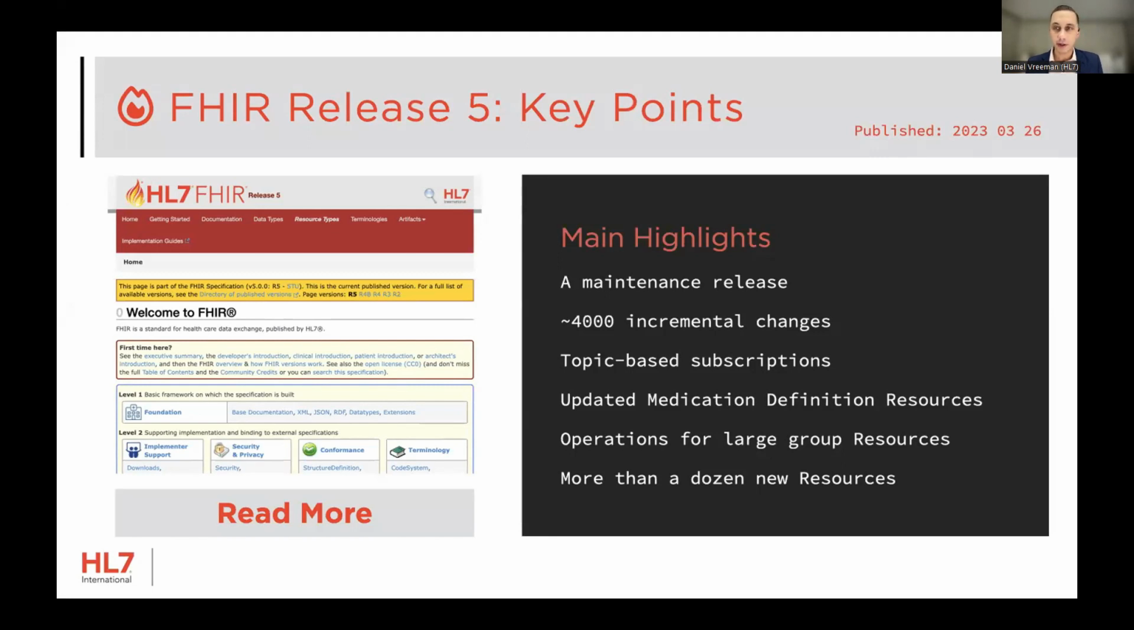The primary enhancement or new capability in FHIR Release 5 is topic-based subscriptions. But FHIR R5 also has updated medication definitions that substantially reworked how medicines and their components were represented. There are also some new operations for managing large collections or groups of resources, and more than a dozen new data models or resource types were also created.